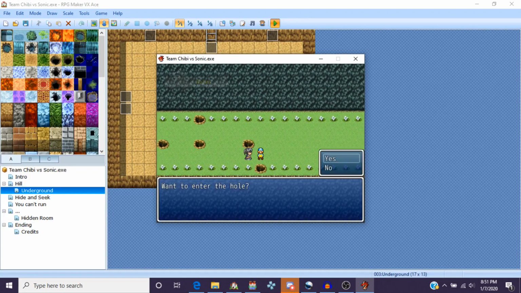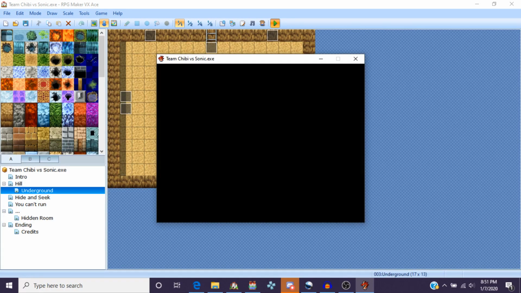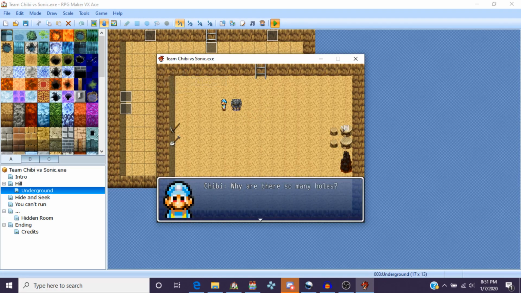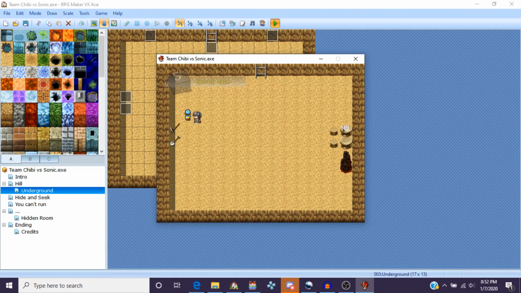I think it was this hole. Do you want to enter the hole? Yeah. Yeah, this was the place. This was the place. Why are there so many holes? I don't know, but let's go find the others.